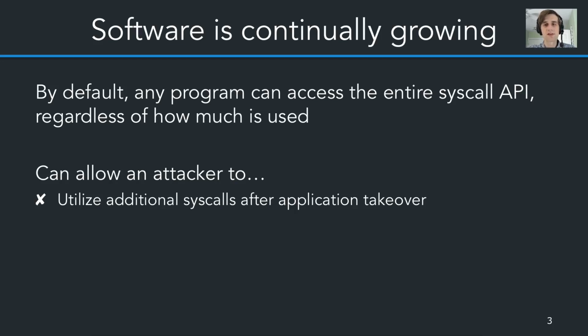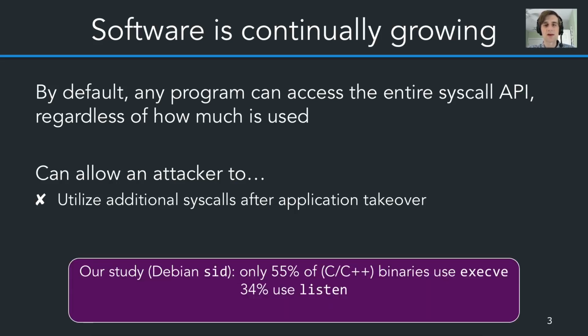Later in this talk, I'll discuss a study we performed to find the syscall usage of about 30,000 binaries in Debian and SID. Only about half of these programs use the execve syscall to run new programs, and only 34% use the listen syscall to listen for new connections. The remaining binaries have access to this functionality, even though they don't need it.